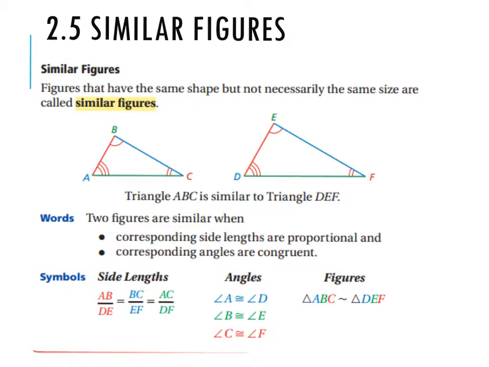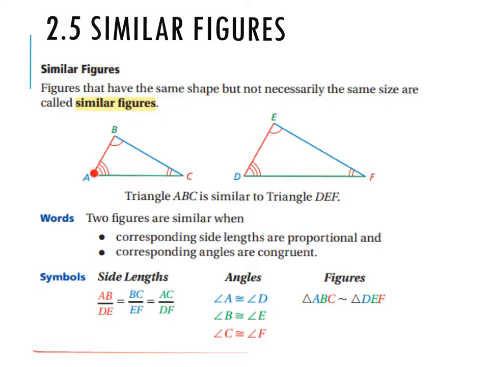Similar figures are figures that have the same shape, but not necessarily the same size. So what this means is our angles are going to be congruent. Notice we have these congruent markings at angle B and angle E. A is congruent to angle D. C is congruent to angle F, which is said down here. So the angles are congruent, but the side lengths are not.